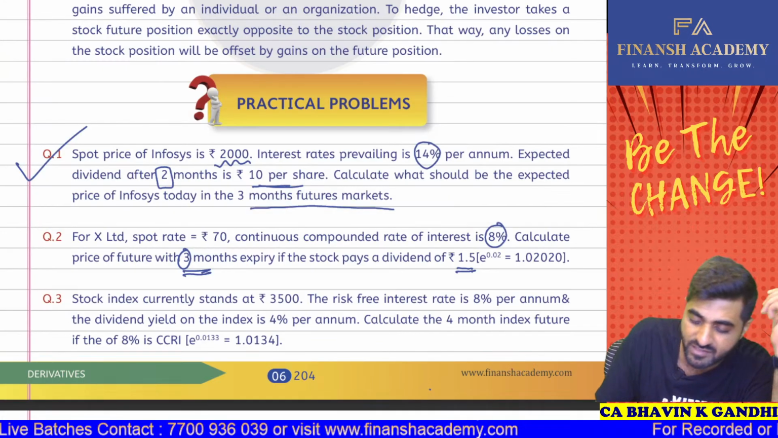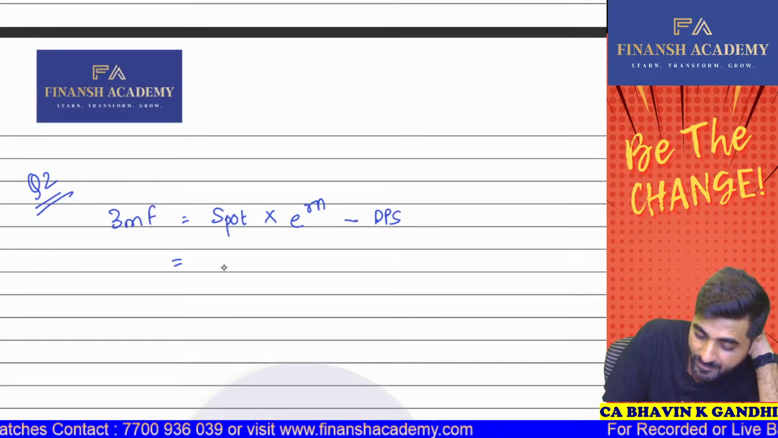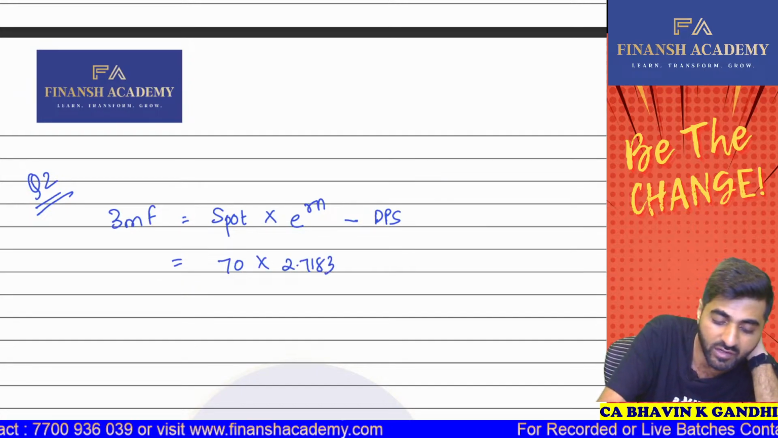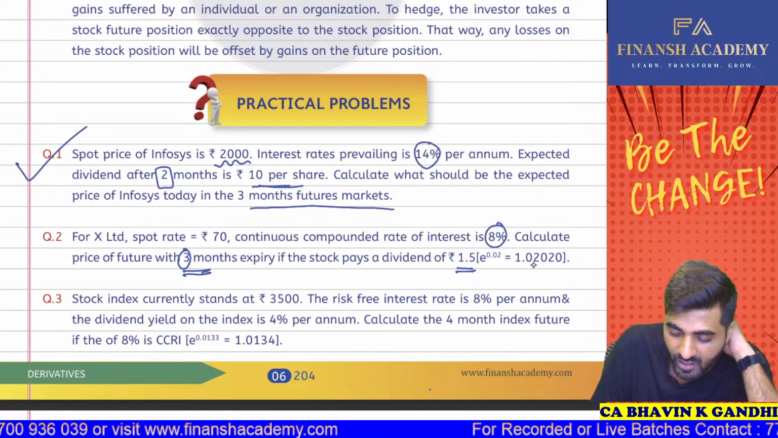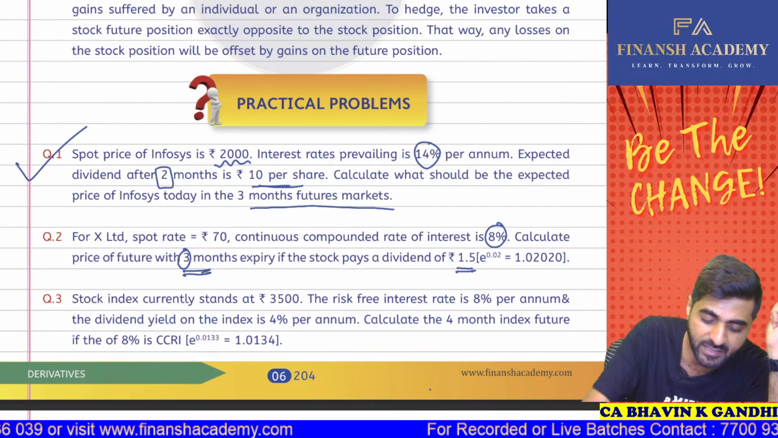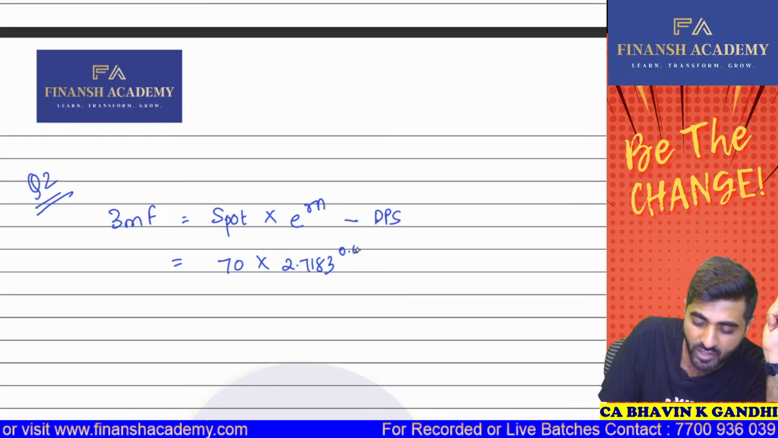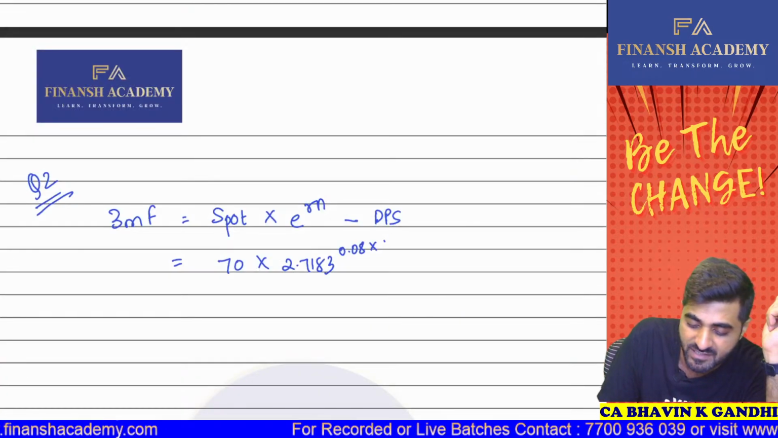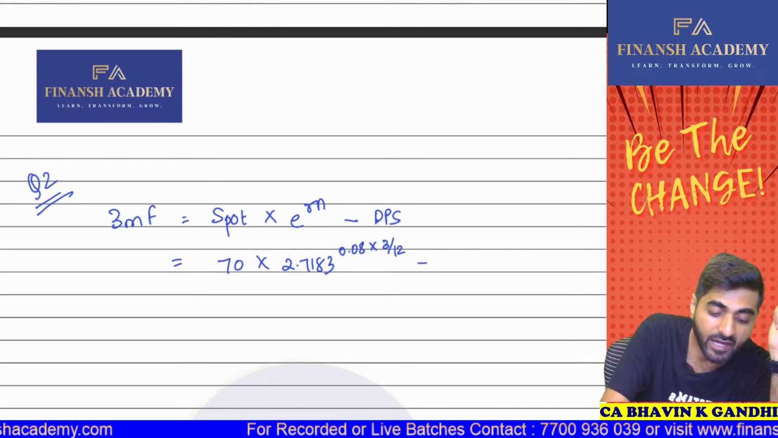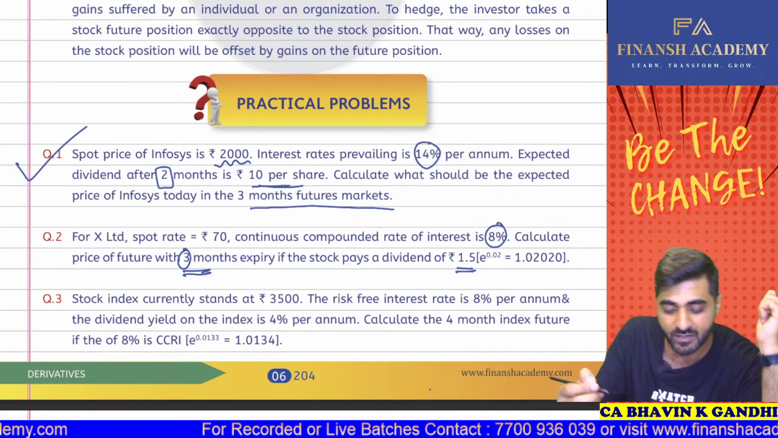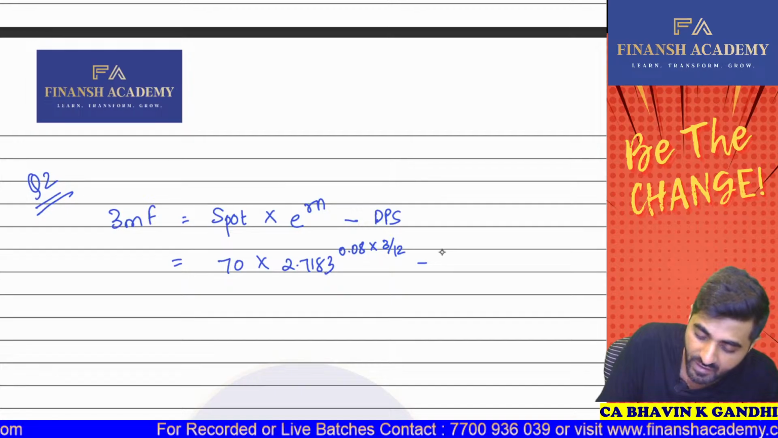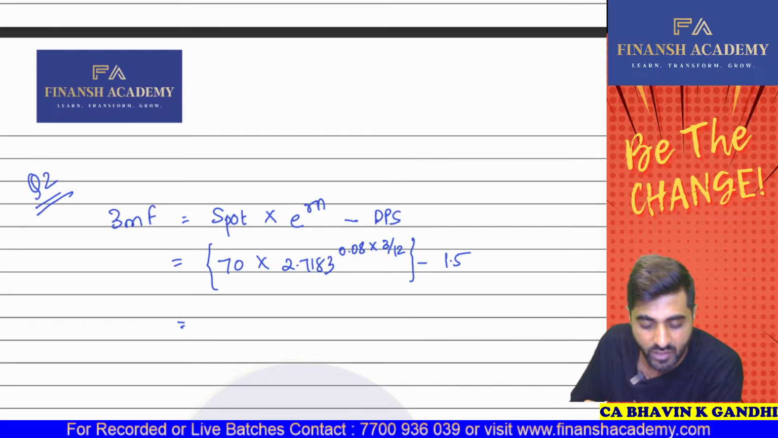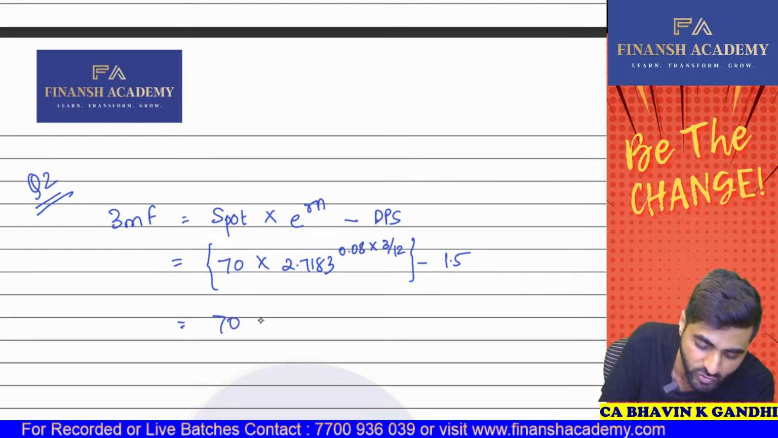So what's your spot? Spot is 70. 70 into 2.7183, or your e. What is R? Your R is nothing but, my dear students, 8%. So we will take 0.08 and then we will multiply this by, if it's a 3-month expiry, 3 divided by 12. And what is your dividend per share? Your dividend per share is nothing but rupee 1.5. So this will ideally help me to calculate what is going to be the final 3-month future price.